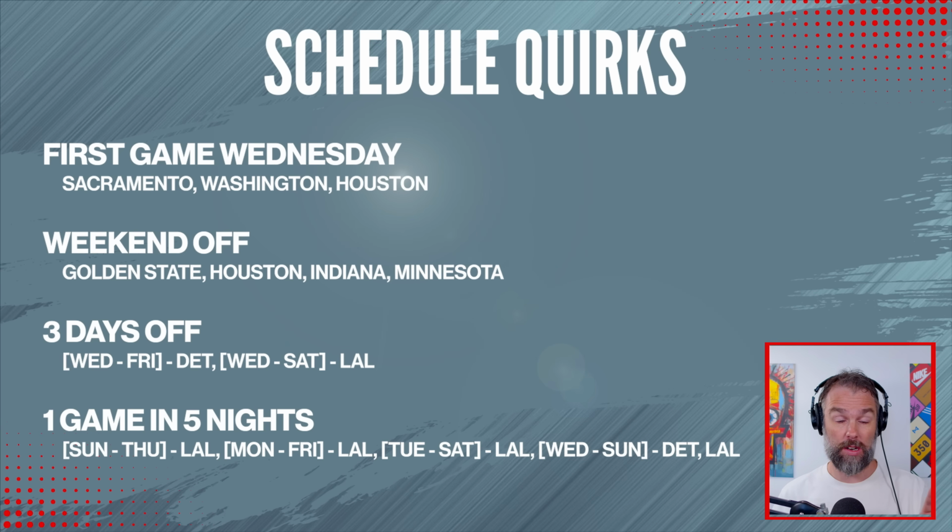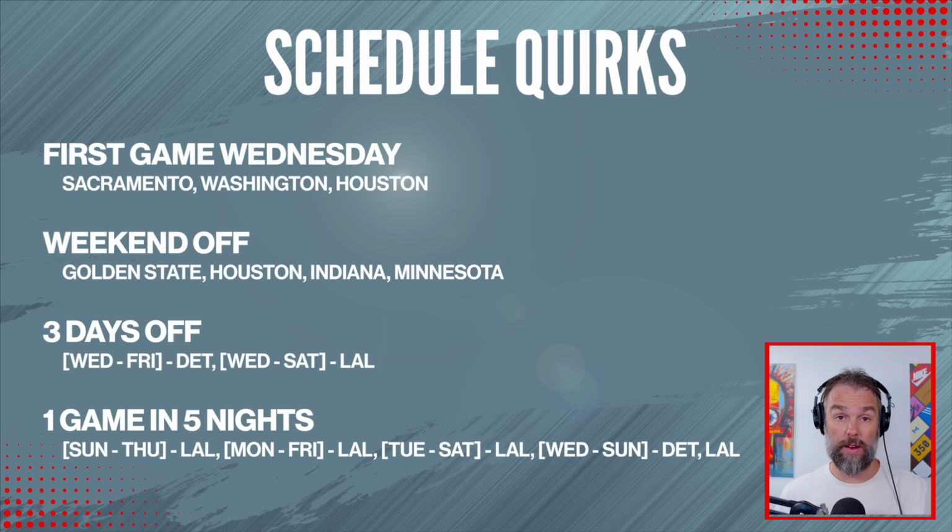And you'll also notice that when we look at the periods of time, which teams have one game in 5 nights? Well, it's a lot of Lakers. Between Sunday of week 4 to Thursday, the Lakers have one game in 5 nights. To start the week between Monday and Friday, the Lakers have one game in 5 nights. Between Tuesday to Saturday, the Lakers have one game in 5 nights. Between Wednesday to Sunday, the Lakers have one game in 5 nights.